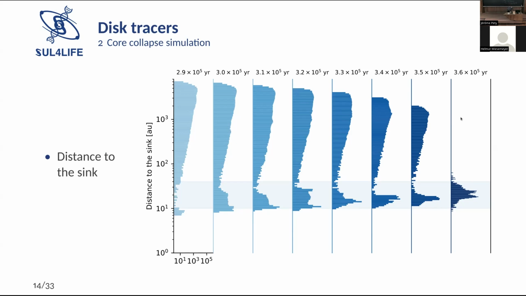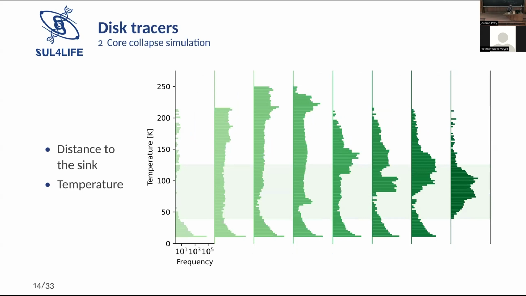Okay. But more important than the distance is probably the temperature. So here we are seeing a disk that is at around 250 K, and that gets, on average, colder by the end of the simulation. This is going to be important for the chemistry of the disk.